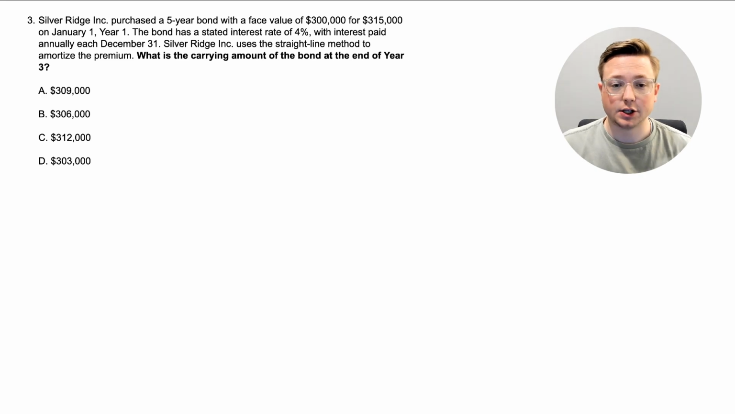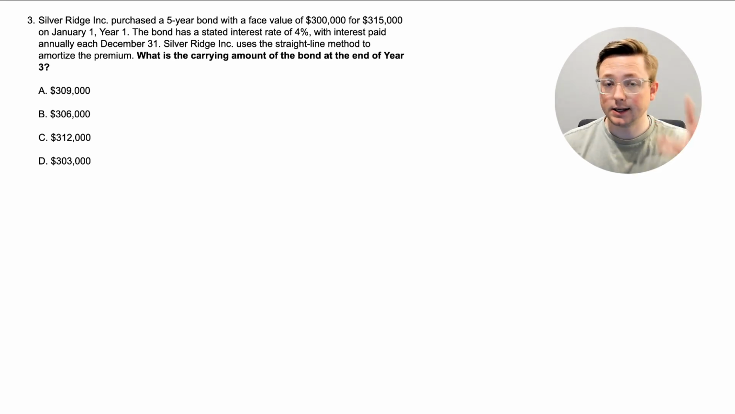All right, here we are at question 3. What is the carrying amount of the bond at the end of year 3? Silver Ridge Inc. purchased a 5-year bond with a face value of $300,000 for $315,000 on January 1st, year 1. The bond has a stated interest rate of 4% with interest paid annually each December 31st. Silver Ridge Inc. uses the straight line method to amortize the premium. What is the carrying amount of the bond at the end of year 3?